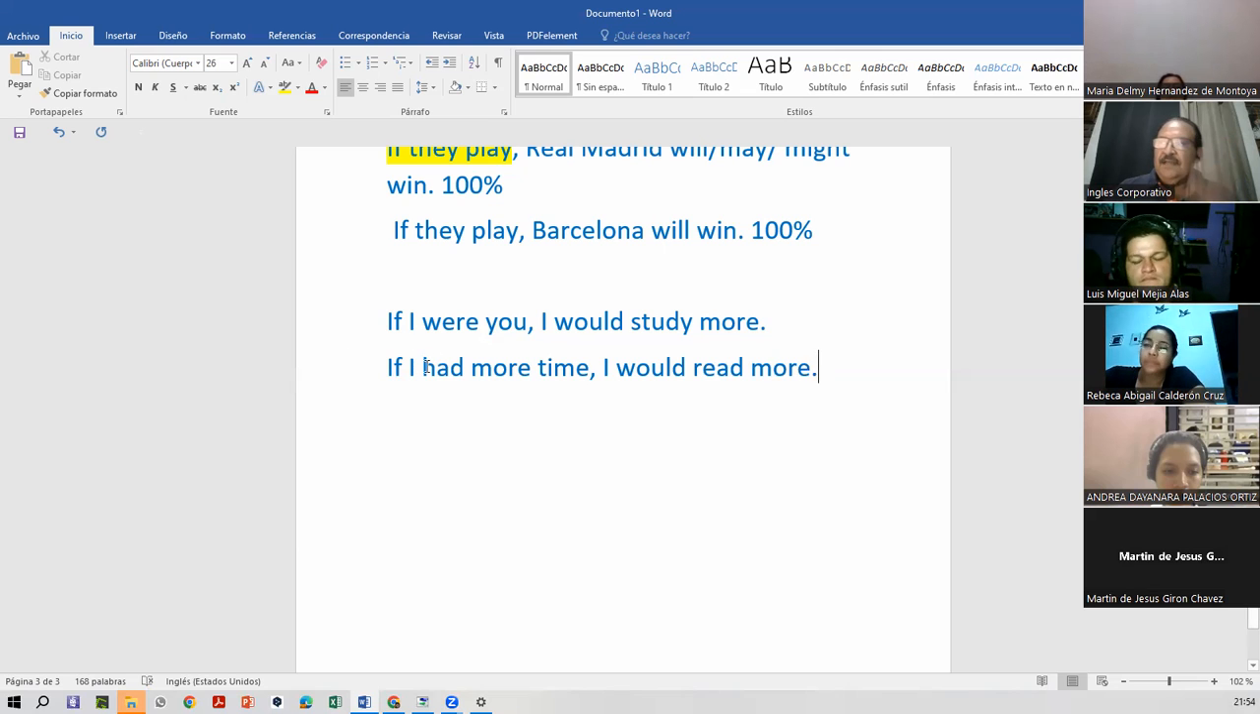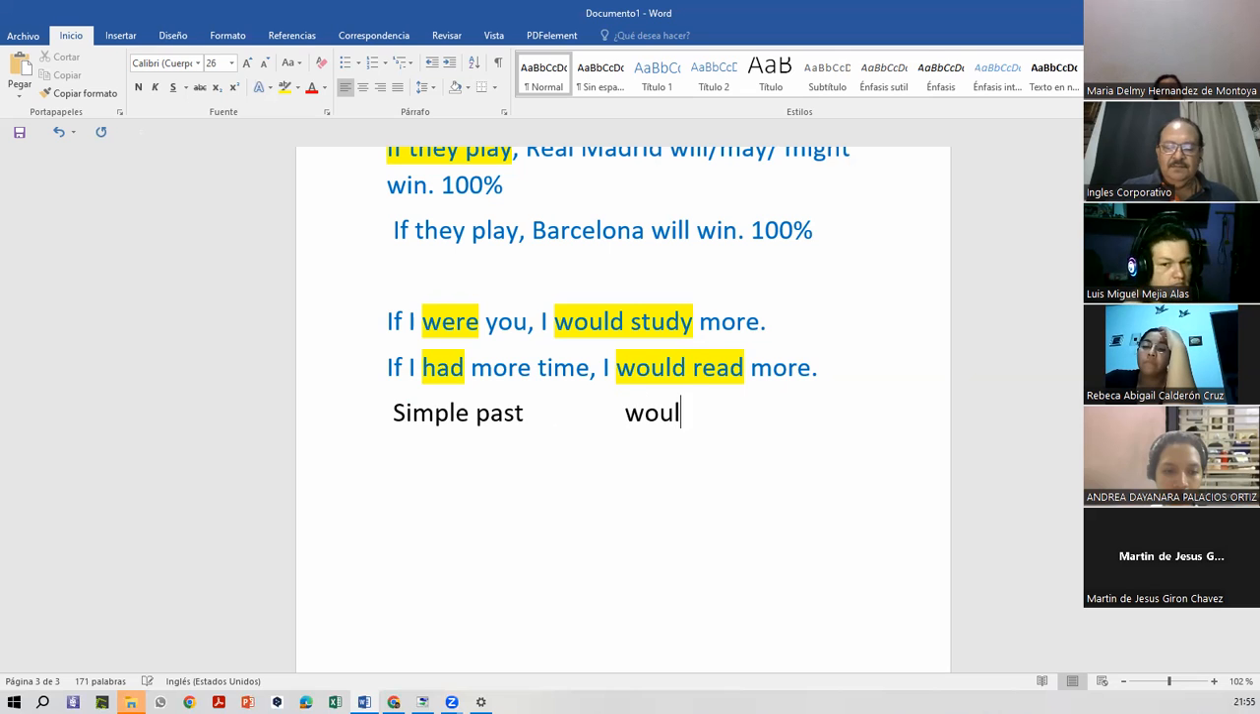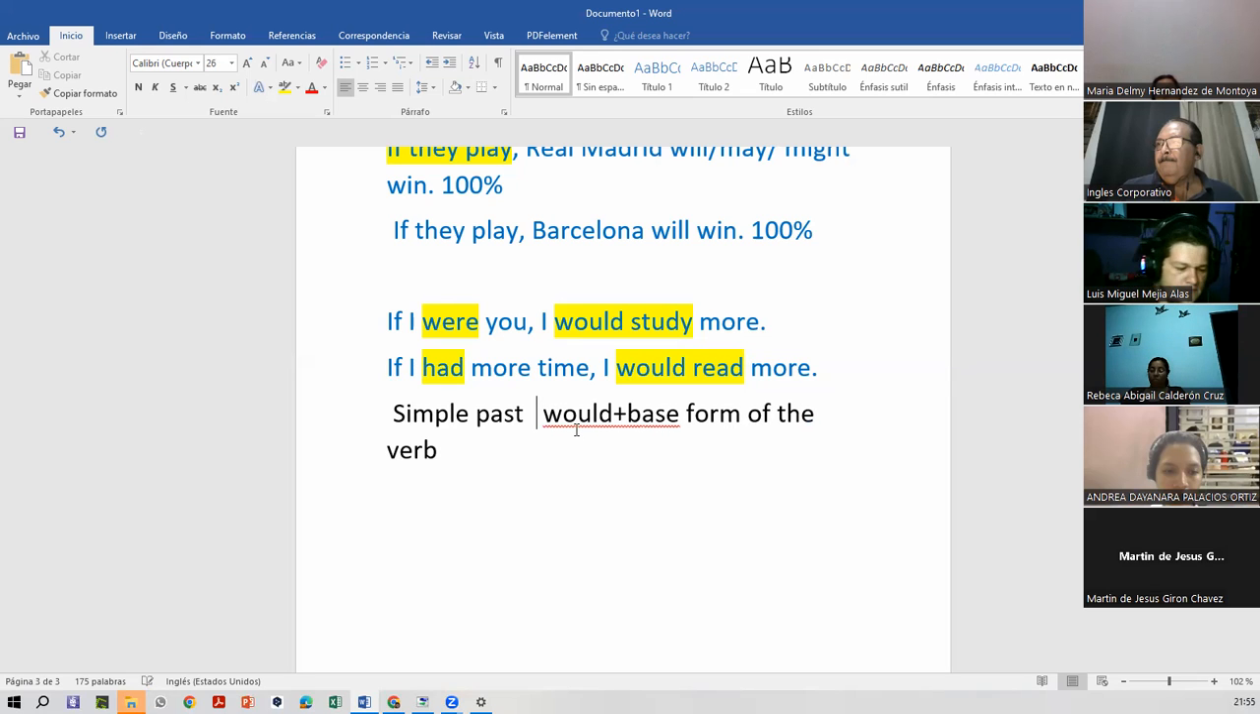Okay, so in this case, for example, if you see, I am using here past tense, simple past, and here I use would plus base form of the verb. Okay.